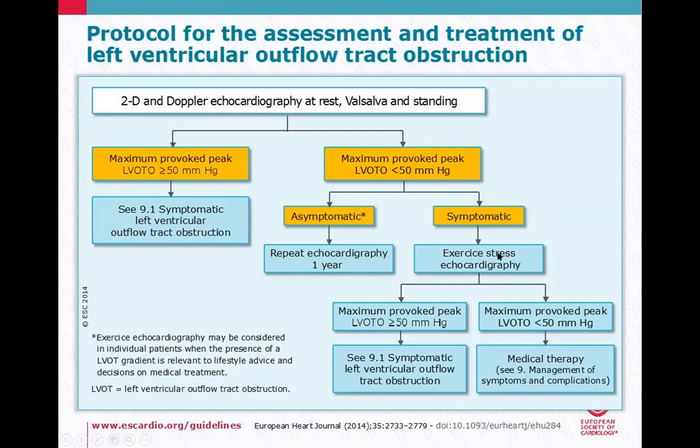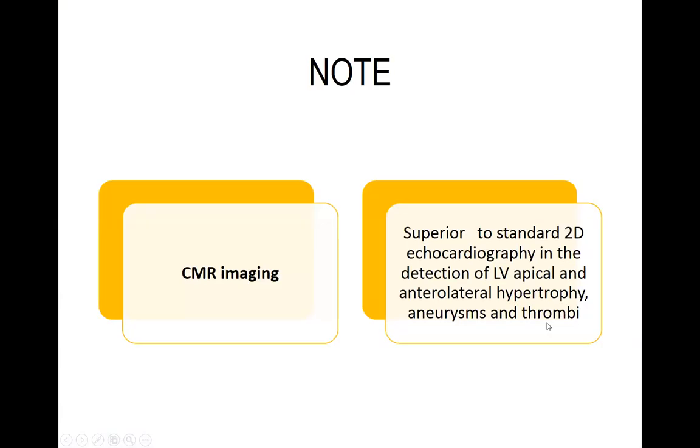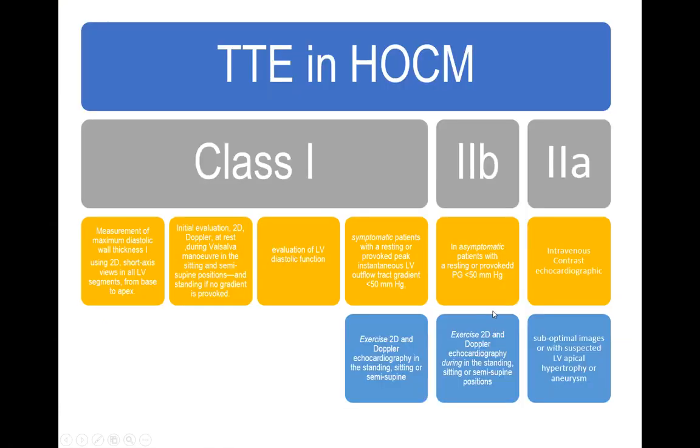You just follow him with echocardiography every year. But if the patient is symptomatic, then you exercise him. If the exercise showed that the patient has more than 50, then he goes to the same pathway. If the exercise showed that he's provoked still less than 50, then you do medical therapy. So cardiac MRI imaging is superior to echocardiography in detecting LV apical and anterolateral hypertrophy, aneurysm, and thrombus.